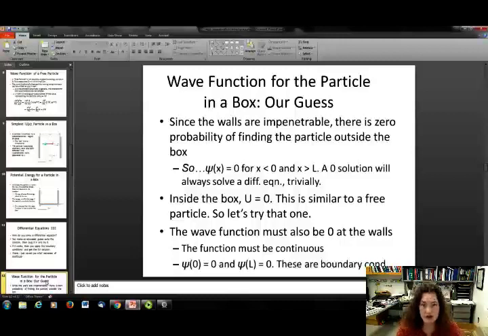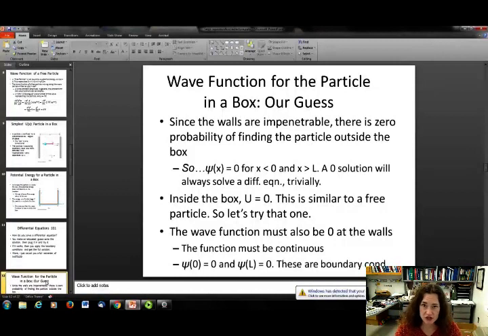Now, here's another tip from me to you in differential equations. You can always set the solution equal to 0 and it will be true trivially. So a 0 solution is always going to be a nice solution to a differential equation, and then you have 0 equals 0. Always true, always checks out. So for outside the box, the wave function is 0. I guarantee you that'll satisfy our differential equation. Now inside the box is a different story.